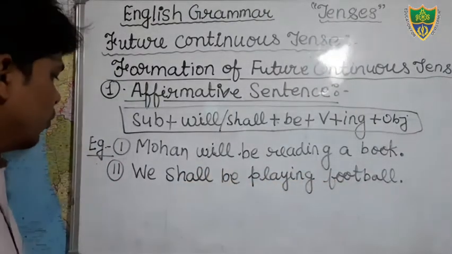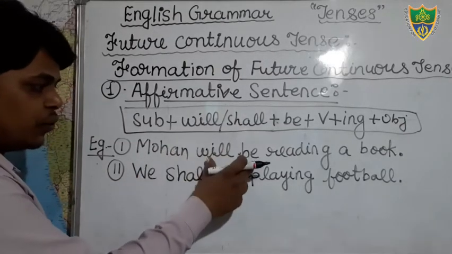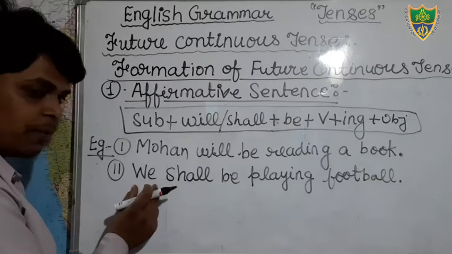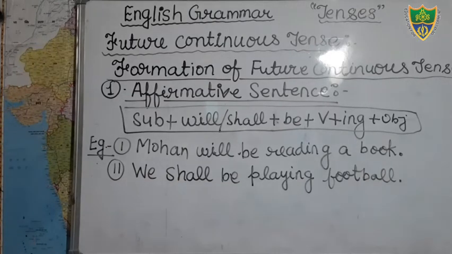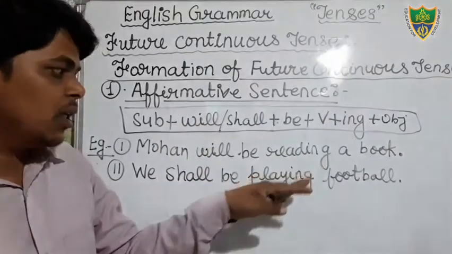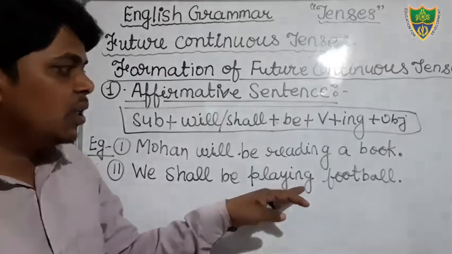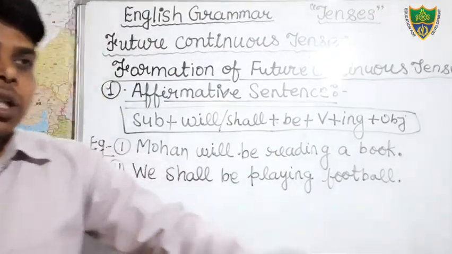Okay, students, you can see here Mohan is the subject. According to the subject I have used will be here, and with the subject we we use shall be. The other thing you can see is that in the verb we add ing, and here I have also added ing. If an object is given you can also mention it there. That is your structure.